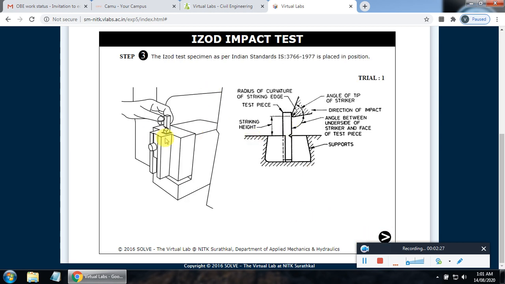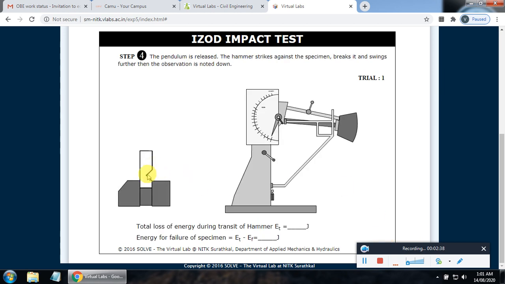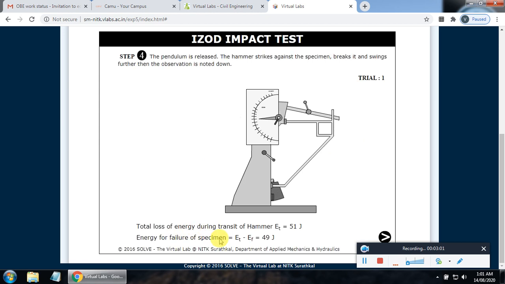Here we have to place this specimen as shown in the first diagram, facing the other side. In the next slide it can be easily visible, as shown here. After fitting the specimen this way, with the notch facing the striker, we again click this lever. This will strike that particular specimen, and here is the total loss of energy during transit of the hammer. By this trial we got 51 joules.